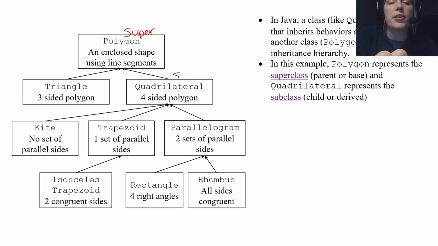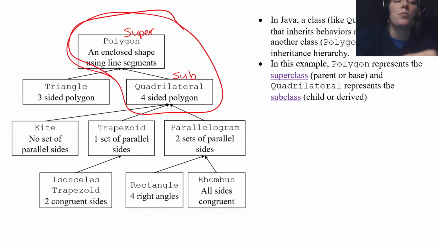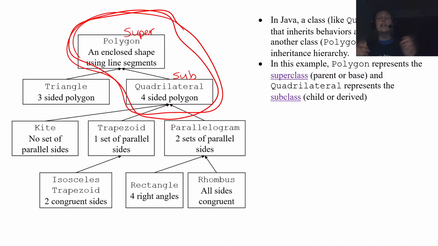So this is our super, and we would call this our sub as an example, right? Just looking at the relationship between these two, polygon is the superclass. It's also called a parent class or a base class. And then quadrilateral would be the subclass, or it's also called a child or derived class. But we'll use superclass and subclass because those are the two used on the AP CSA exam. So we'll stick with those two words, super and sub. Okay.